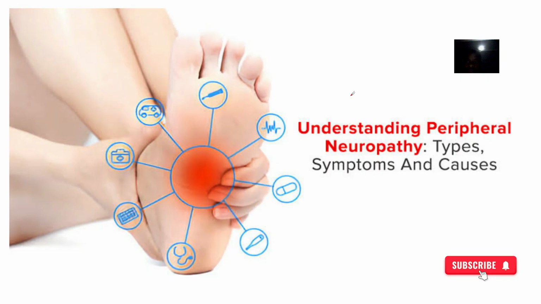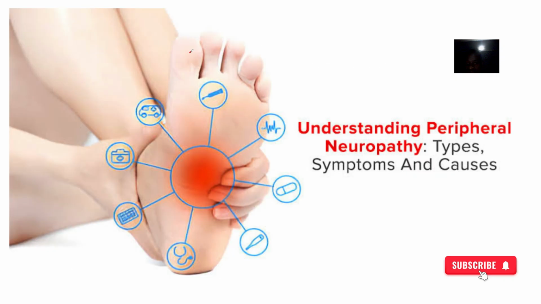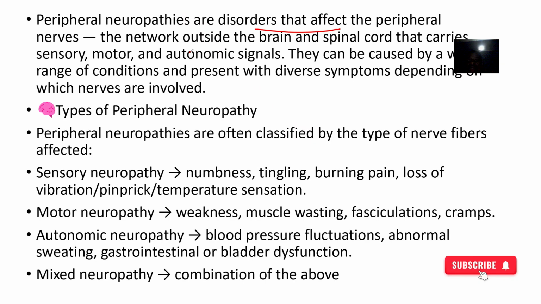So peripheral neuropathy has to do with disorders that affect the peripheral nerves, which is the network outside the brain and spinal cord. And it carries sensory, motor, and autonomic nerve signals. So types of peripheral neuropathy: we have the sensory neuropathy, the motor neuropathy, the autonomic neuropathy, and the mixed neuropathy, where you could have a combination of issues there.